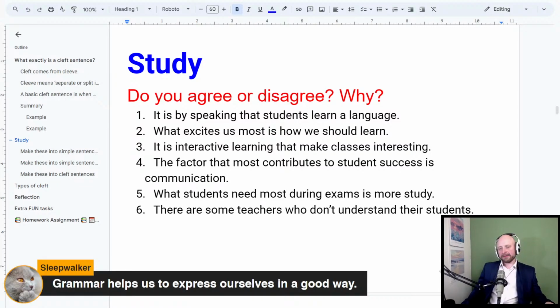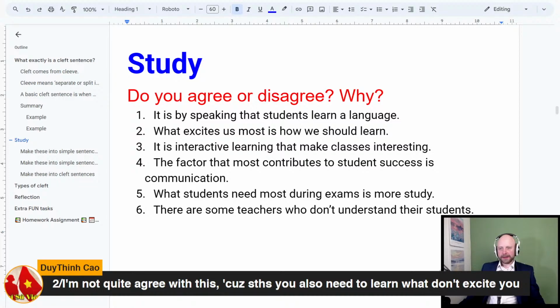Sleepwalker says, grammar helps us to express ourselves in a good way. Dwee says, I don't really agree with this because you also need to learn things that don't excite you.